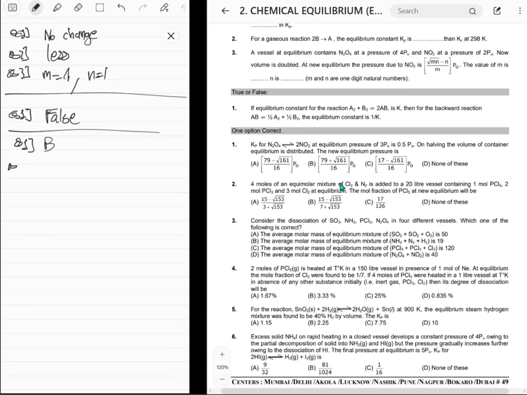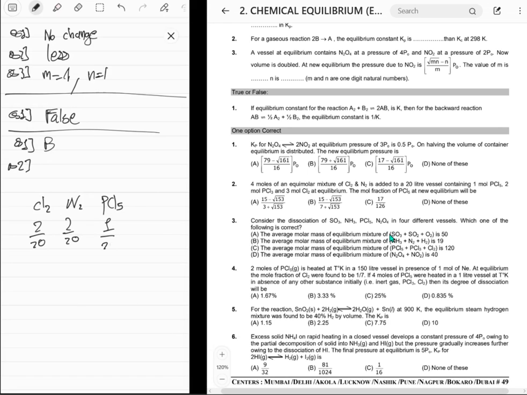Same kind of question once again. 4 moles of an equimolar mixture of Cl2 and N2 is added to a 20 liter vessel. So 4 moles of an equimolar mixture means 2 moles of this, 2 moles of that, in a 20 liter vessel, so this thing upon 20, this thing upon 20. Cool. 1 mole PCl5.